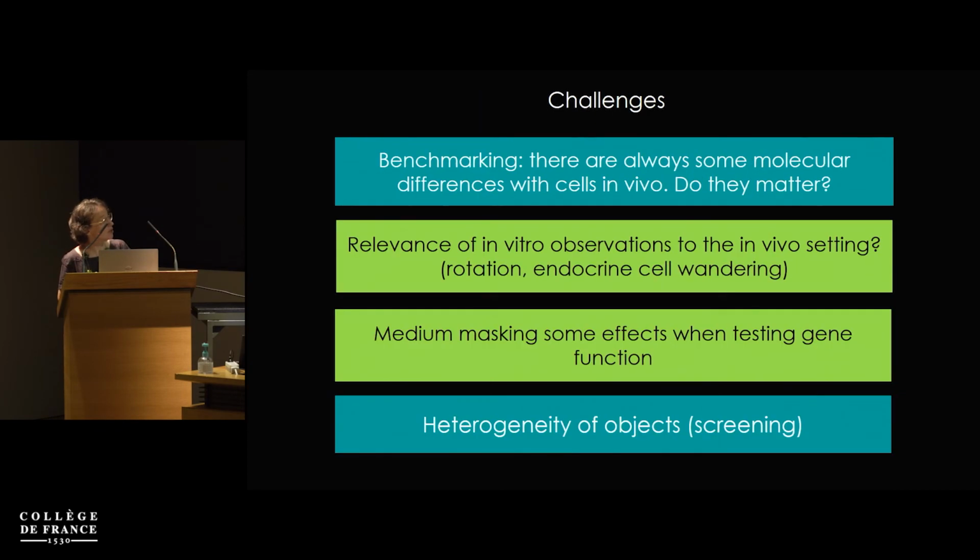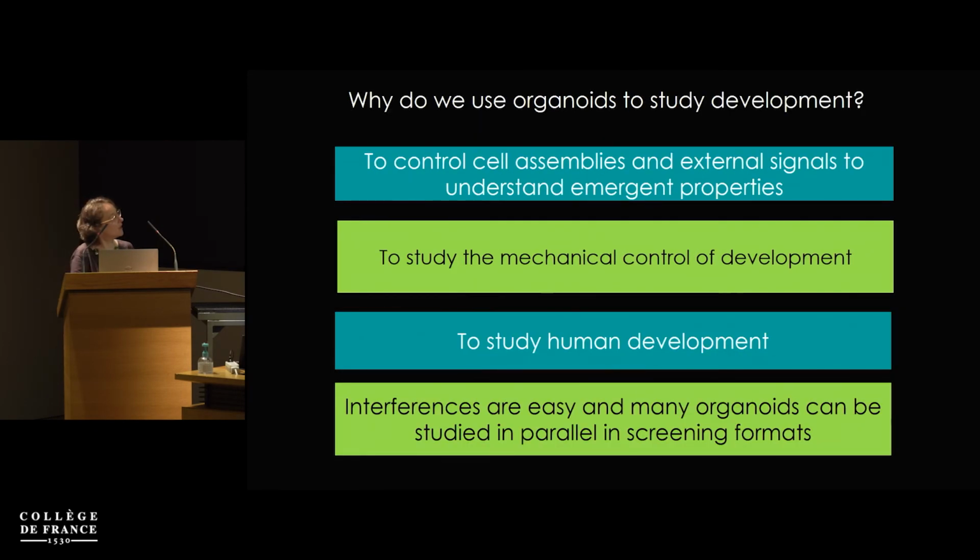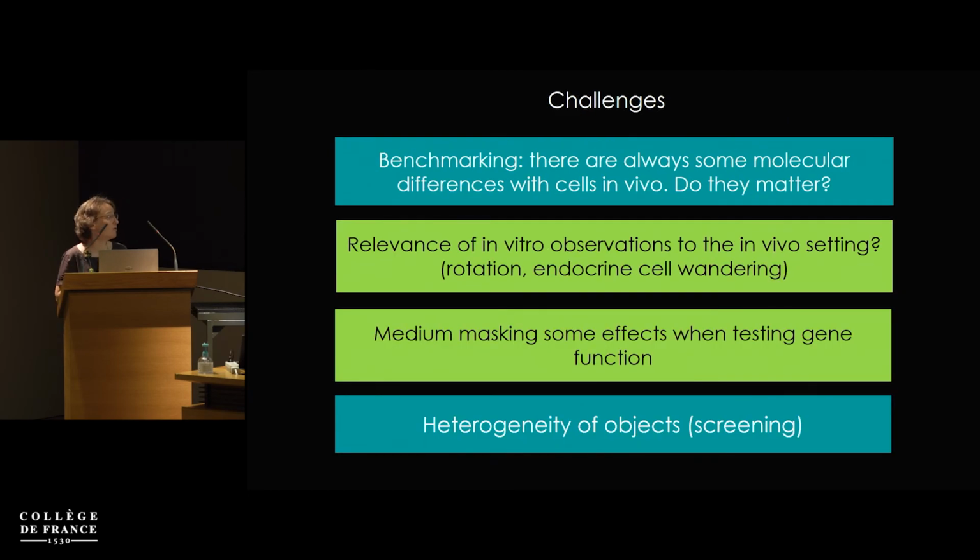So I've been a little shallow about many things, but I hope I could convince you that we can use organoid systems to do things we can't do in vivo. Control cell assemblies, external signals to understand emergent properties in very small objects, to study the mechanical control of development and get insight into human development. Notably interferences, which are very easy, and you can study many organoids in parallel in screening formats.